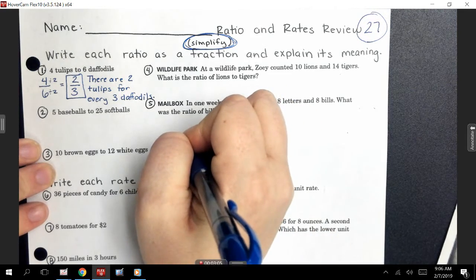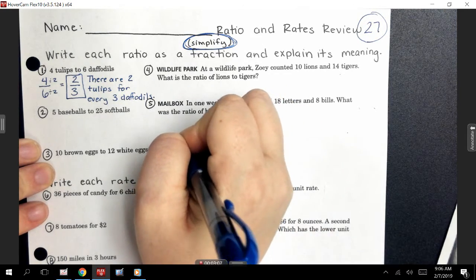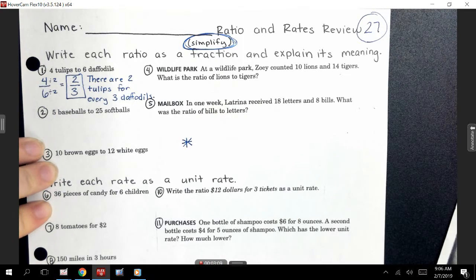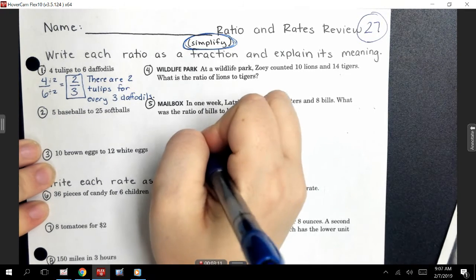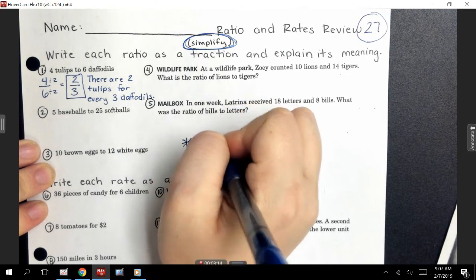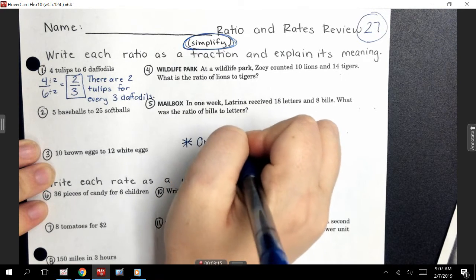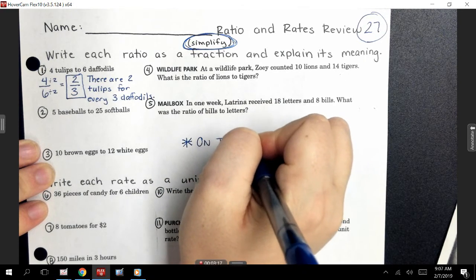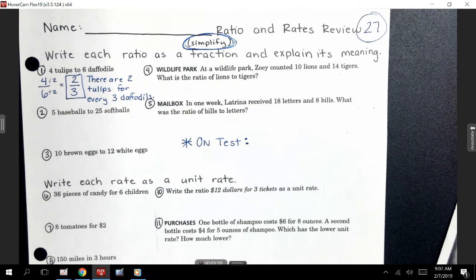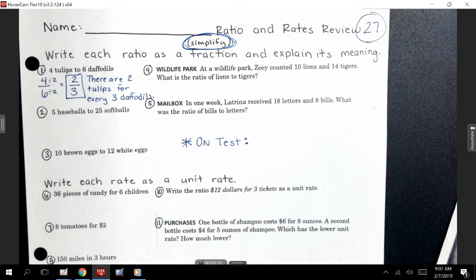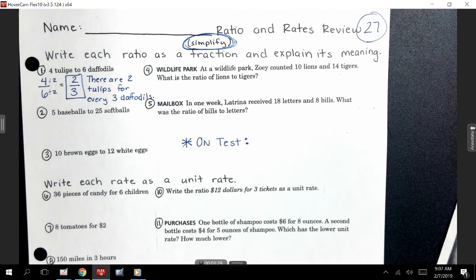So there is one other type of problem that is not on this review, but we are going to see on the test. All right, so I'm going to put a little star here and put on test. And this is one of those things I realized this morning. I was comparing the review and the test, and I went, oh no, that is not on the review. So we're going to look at that real quick, okay? So on the test, when we're talking about ratios, we can always have there are, blah blah blah blah, for every, whatever it is.